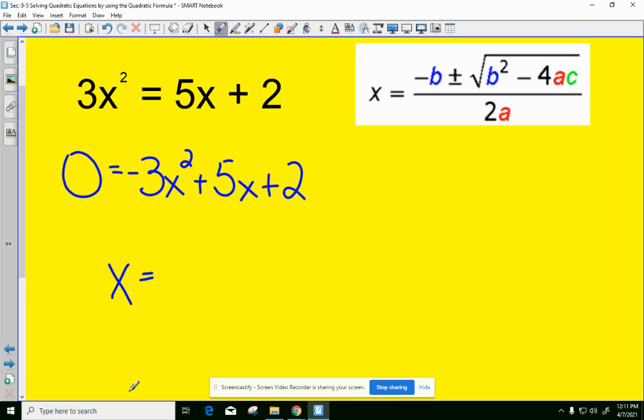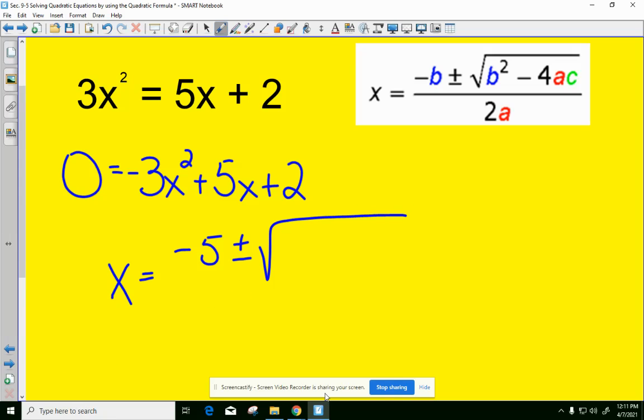So chances are, though, if you put it somewhere other than at the beginning, what are you probably going to do? Probably going to mix up what letters go where. So my suggestion would be put it in standard form, put it in the right order, help yourself. Okay. So it still starts with the opposite of B. So that's negative 5 plus or minus.